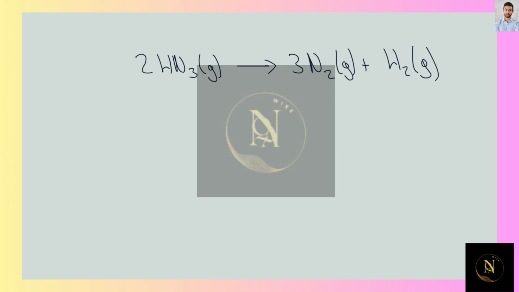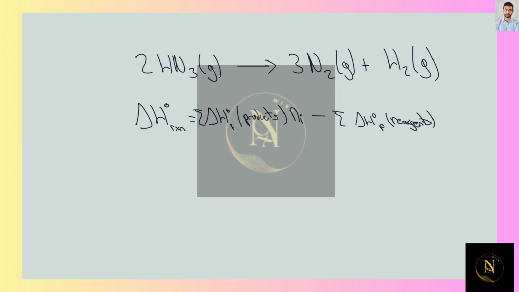So for this reaction, let's remember that the delta H of the reaction, in this case the delta H standard for this reaction, is going to be equal to the delta H standard of formation of products, taking the sum of the products multiplied by the stoichiometric coefficients, normally labeled as n_i, minus the sum of the delta H of formation of the reagents, and same thing, multiplied by the stoichiometric coefficients.